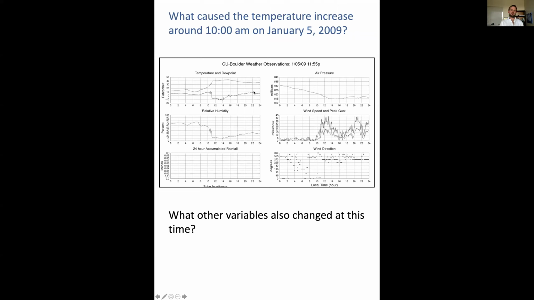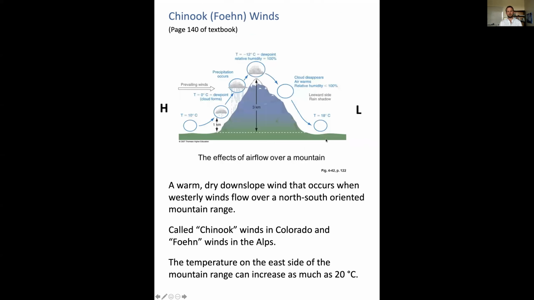Okay, and this is showing an example of an arrival of a Chinook wind, where at around 10 a.m. in the morning, the temperature increases very suddenly. The dew point decreases very suddenly, so that's associated to a decrease in relative humidity. And this is all associated to and explained by a very strong increase in wind speed. Okay. Now, why is this? Well, we already know this, right?